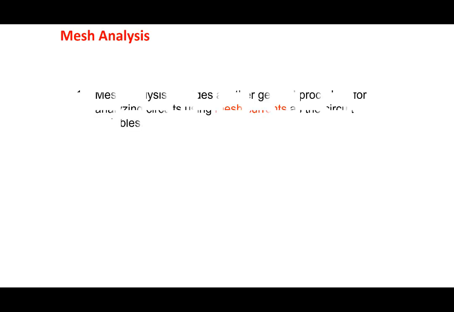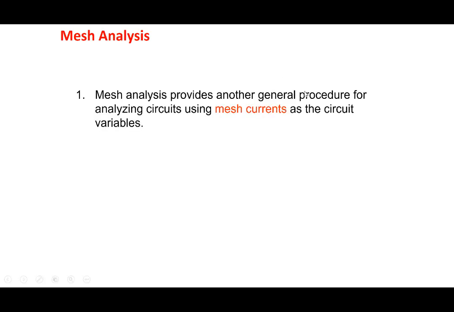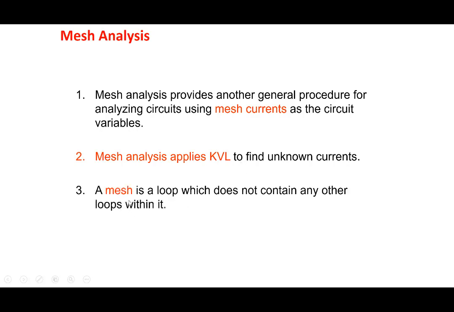And a complementary part, where we try to determine the currents instead of the voltages, is what we call mesh analysis. Mesh analysis is another general purpose procedure where we use mesh currents as the circuit variables. So what exactly is a mesh? And we apply KVL. In the previous case, we applied KCL. In this case, we apply KVL. A mesh is a loop which does not contain any other loops within it.